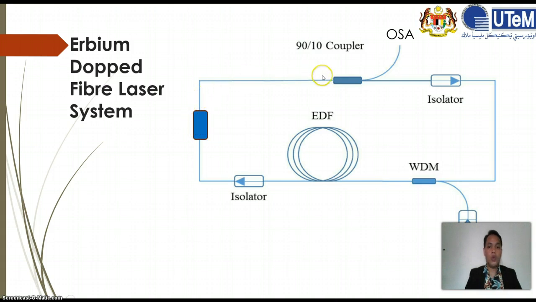Then it goes to the 90/10 coupler. This is where 90% of the power will enter back into the cavity, and 10% of the power will be sent to the optical spectrum analyzer and oscilloscope to be analyzed. And this is the isolator that I explained just now. So that is the Q switch.